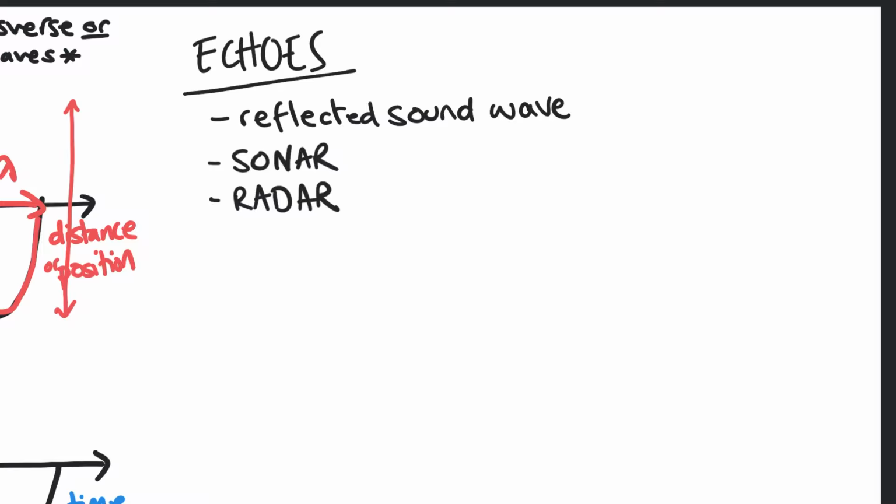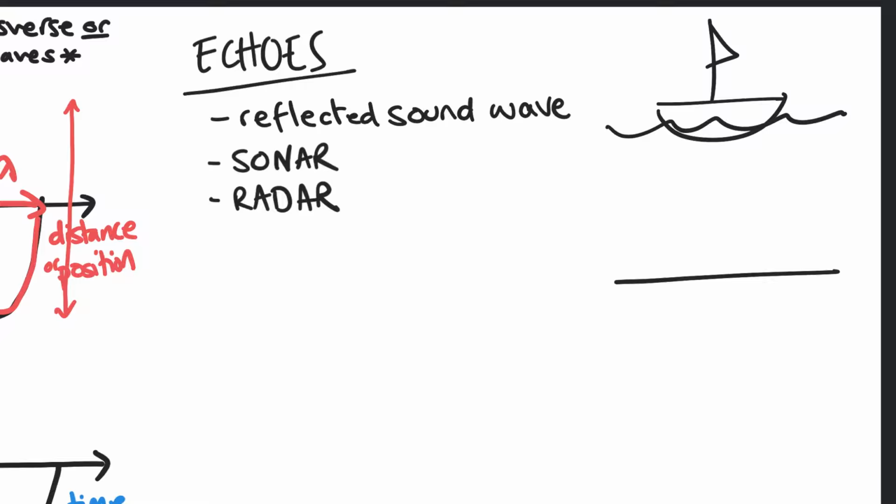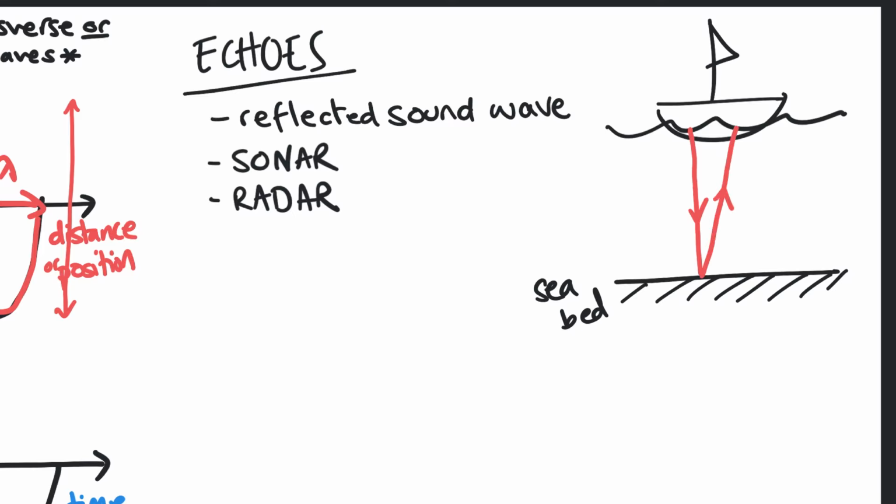and what we have is a ship, and the ship is in the water, and it is a certain height above the seabed. So seabed here at the bottom. What happens is the ship will send out a signal, it will send out a sound wave, and that sound wave will travel, it will hit the bottom of the seabed, and then it will reflect back again. And then it's detected on the ship. And using that time, how long it takes for that echo to come back, then the depth of the water can be calculated.